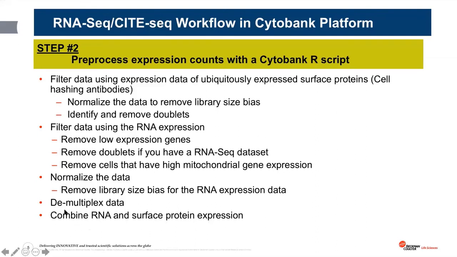And I also would like to mention, if you happen to pool multiple samples together and sequence the pooled samples in one sequencer lane, you probably need to demultiplex your data at the end of step 2 so that you will get one normalized and filtered expression matrix per sample.